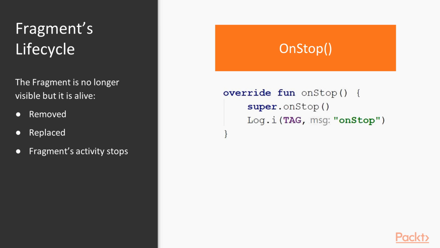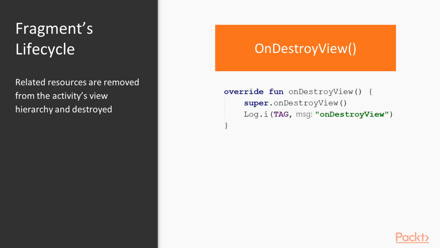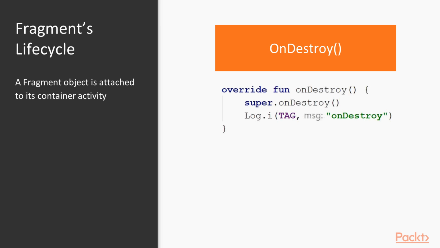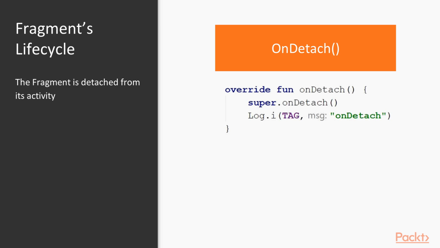onStop: when the fragment is no longer visible, this occurs either after the fragment is about to be removed or replaced, or when the fragment's activity stops. onDestroyView: when the view and related resources created in onCreateView are removed and destroyed. onDestroy: when the fragment does its final cleanups. onDetach: when the fragment is detached from its activity, and any memory that our fragment was using goes to garbage collection.